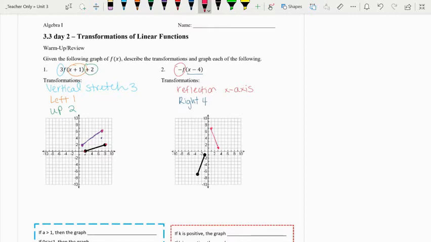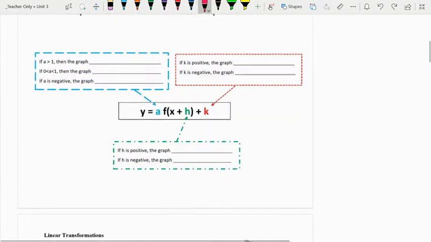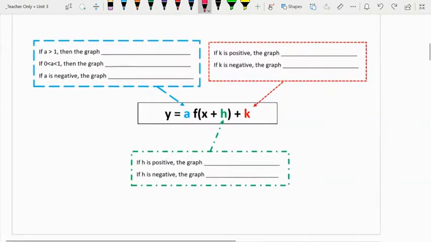For number 2, it was a reflection. So already we should know it should look something like this, but it also was moved right 4. So this one you might have had to do in 2 parts instead of doing it all at once, but that would have been your final result. So let's take a look at these things one more time and just organize it in this chart.